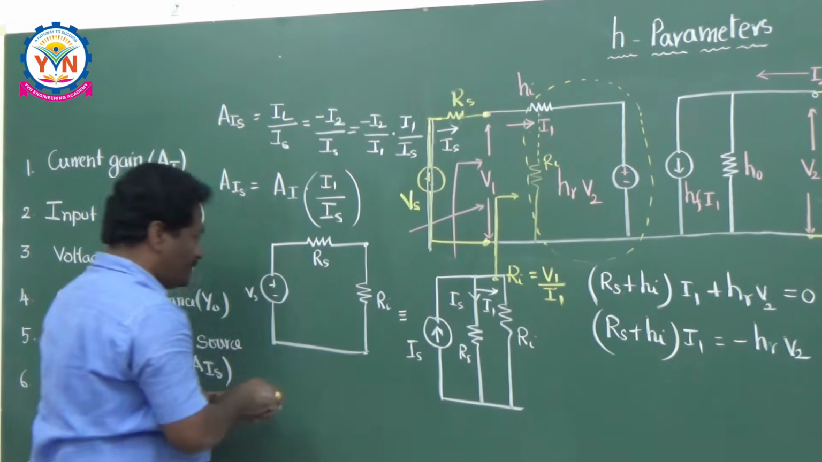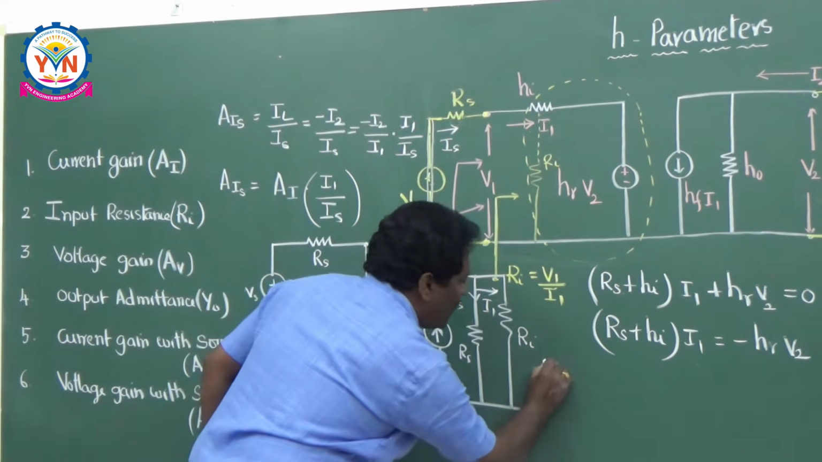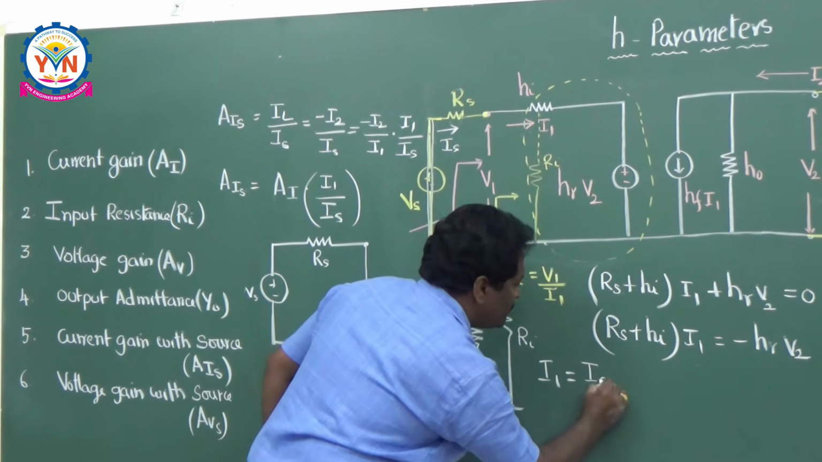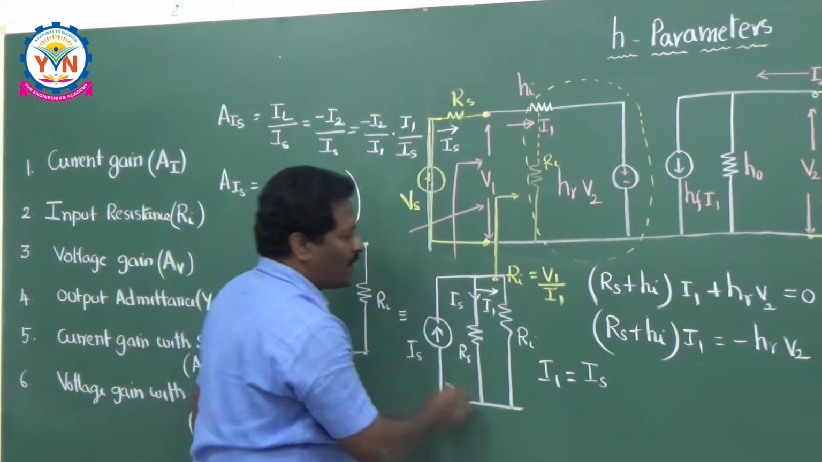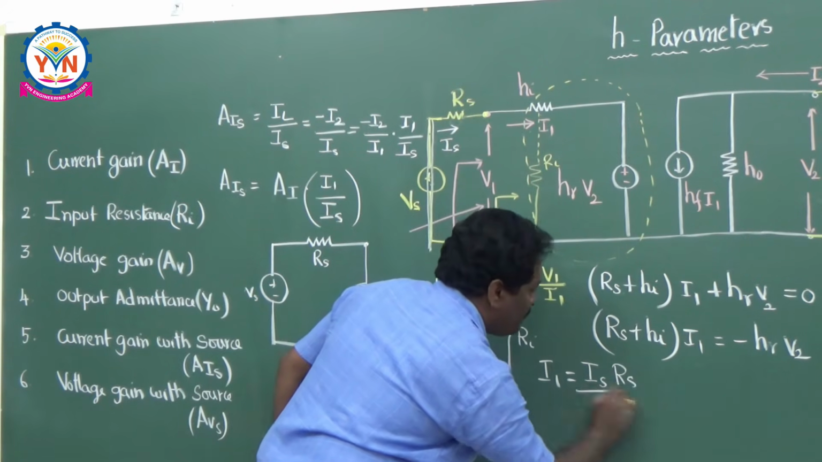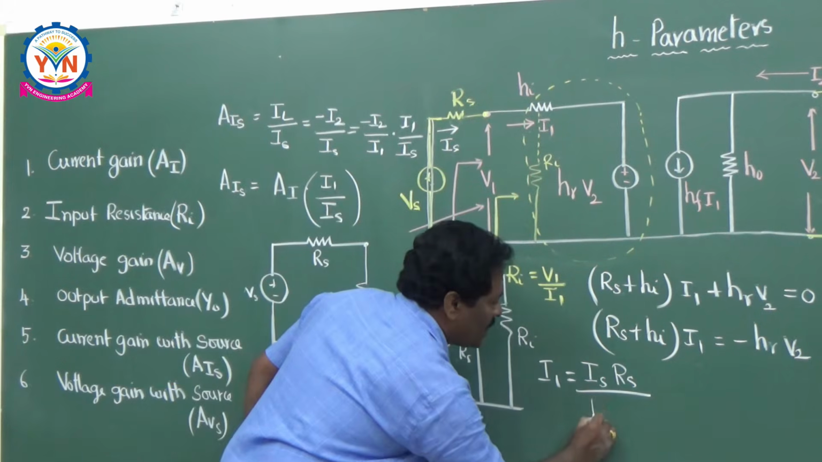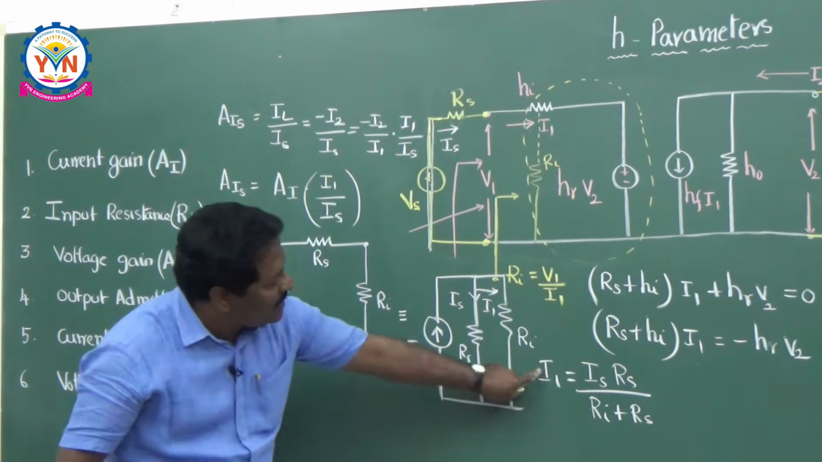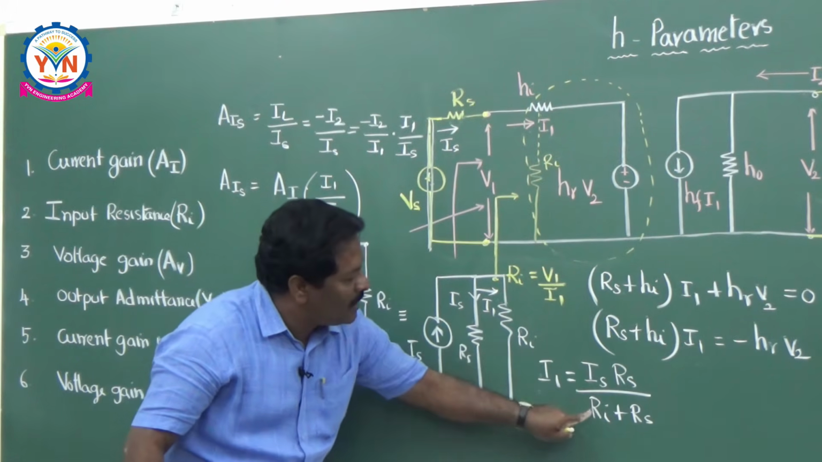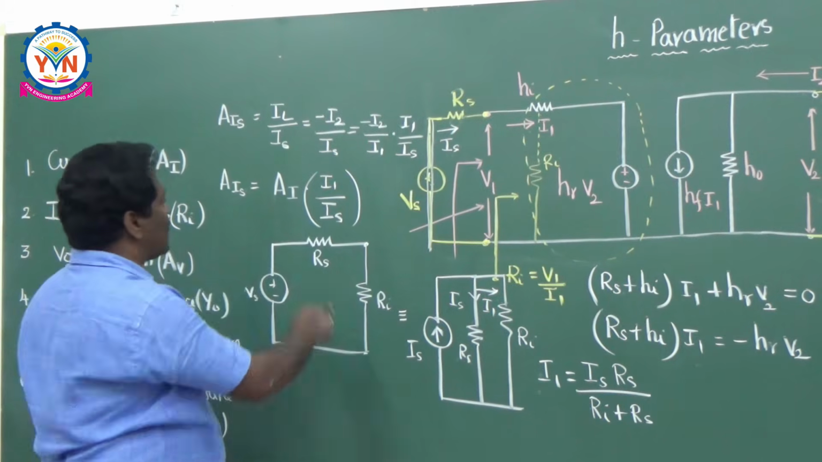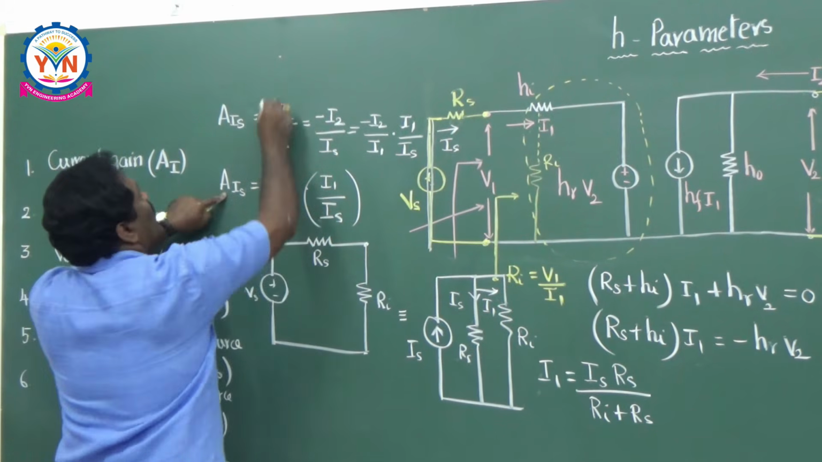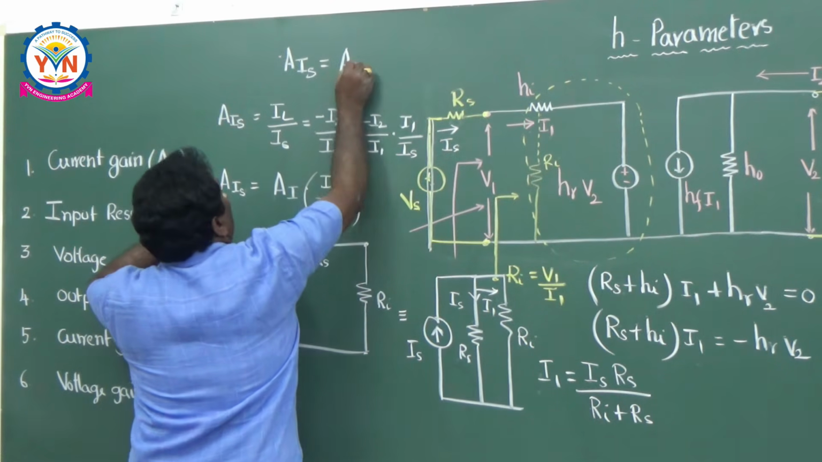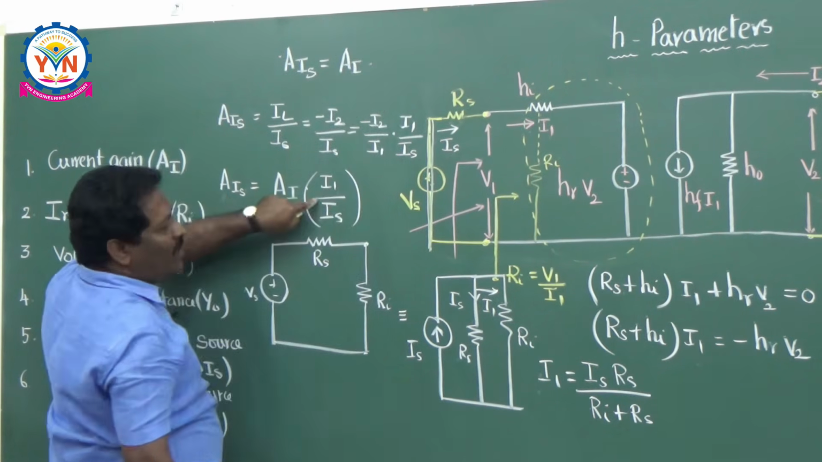I1 is equal to the available current Is into the other branch resistance, that means Rs divided by the sum of the resistances Ri plus Rs. So from this, what is I1 by Is? Rs by Ri plus Rs. That thing you have to substitute here. Therefore, AIS, the current gain with source, is equal to current gain into I1 by Is from this.